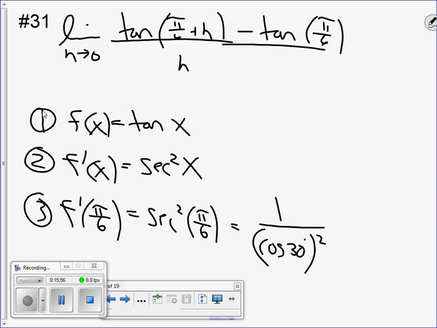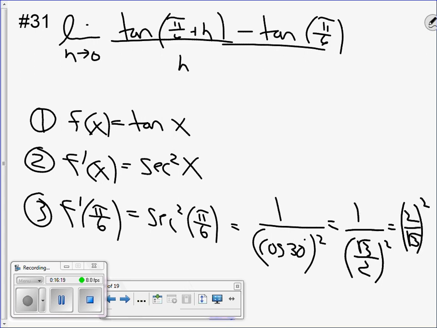Ooh, that was very good. Because cosine of 30 is rad 3 over 2. Yeah, cosine of 30 is rad 3 over 2, so you flip it. So it'd be 2 over, well, I'll write it down. 1 over rad 3 over 2 squared is just 2 over rad 3 squared, or 4/3.